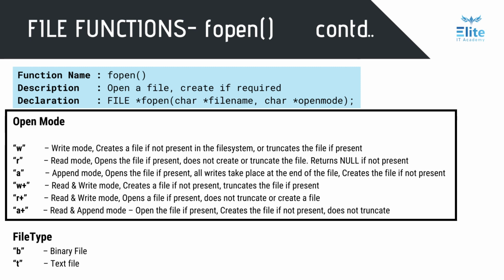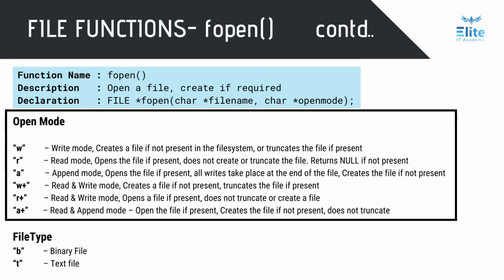R opens an existing file for reading. W opens a file for writing. If the file does not exist, a new file is created, else the existing file is truncated. The open mode A opens a file in the append mode. All writes will take place at the end of the file. If the file does not exist, a new file is created, else it remains unchanged. That is, the existing file is not truncated. The R plus mode opens a file in the read-write mode.